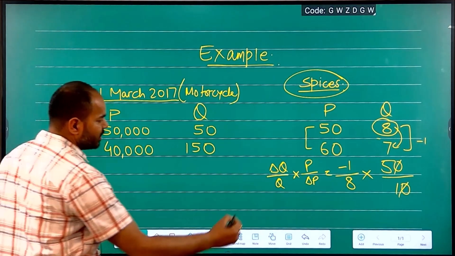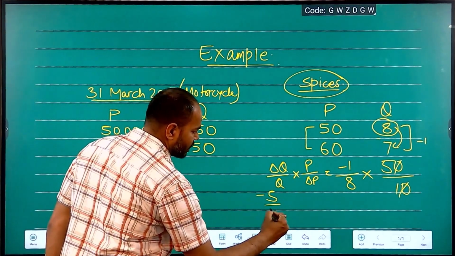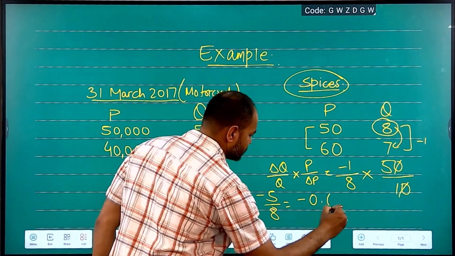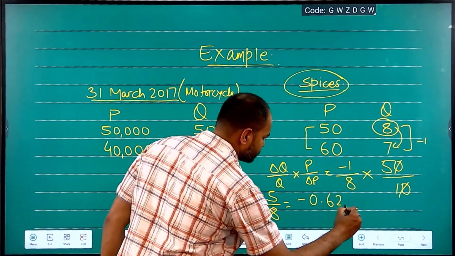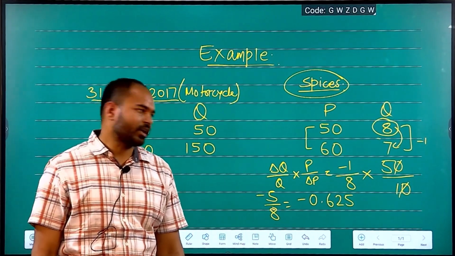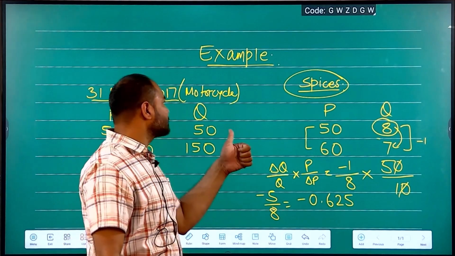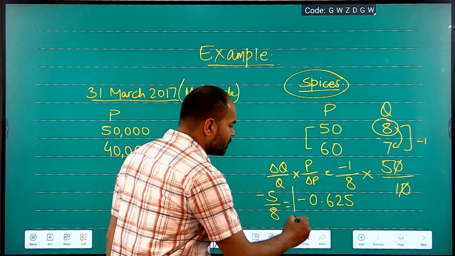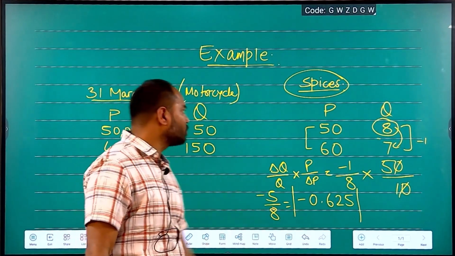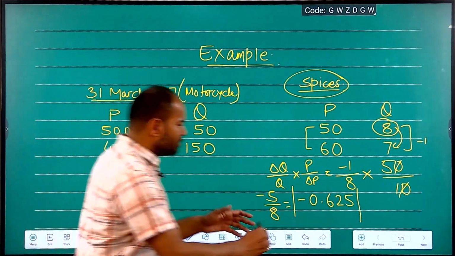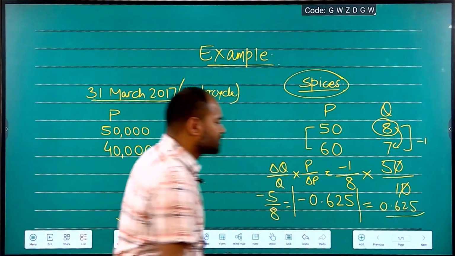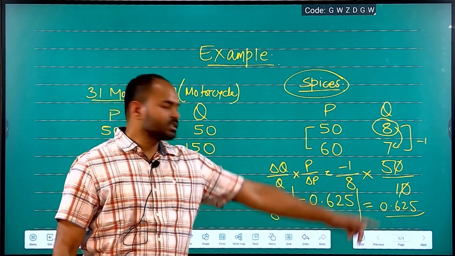Minus 5 upon 8, or the value could be minus 0.625. But in case of price elasticity, we do not include the negative sign. Why? I will let you know later, but for now you understand the elasticity is how much? 0.625. What does this mean?